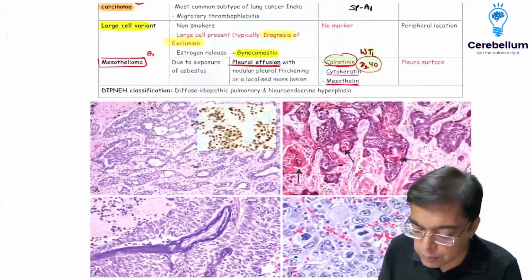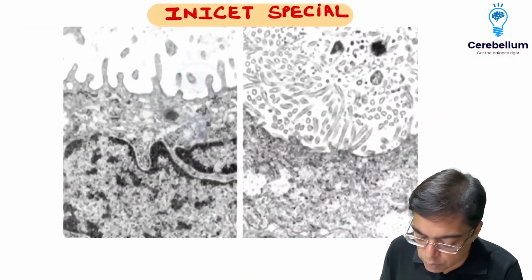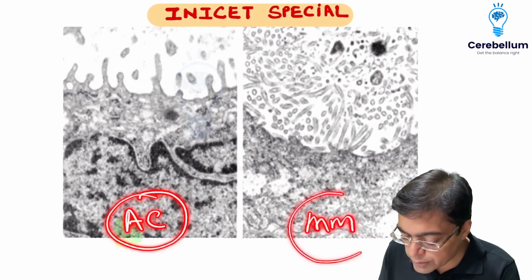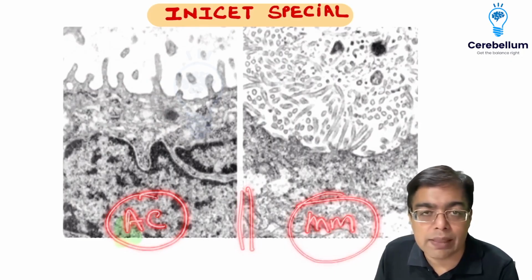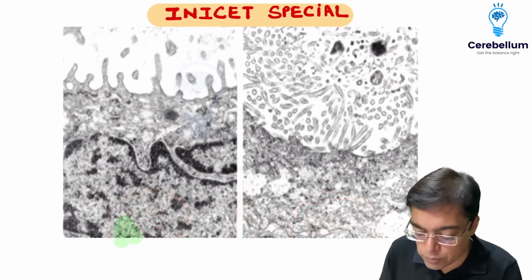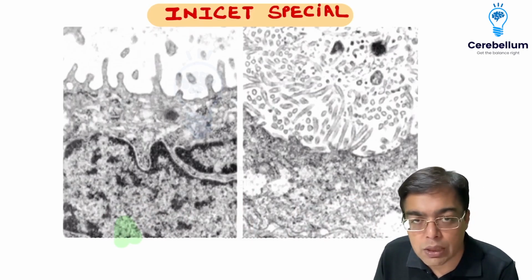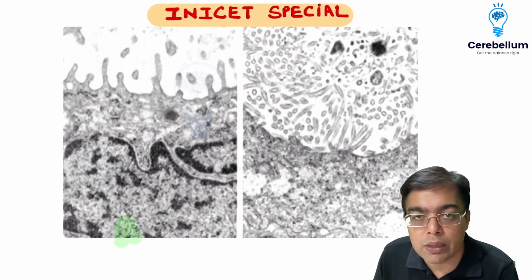The other thing that we need to remember is asbestos exposure can be responsible for causing either the development of adenocarcinoma of the lung, or it can be responsible for the development of malignant mesothelioma. The differentiation can be done on the basis of two things. One can be IHC markers, of course. So adenocarcinoma would be having the presence of napsin A, thyroid transcription factor, and surfactant protein. And malignant mesothelioma is going to be having markers like D2-40, WT1, and calretinin.